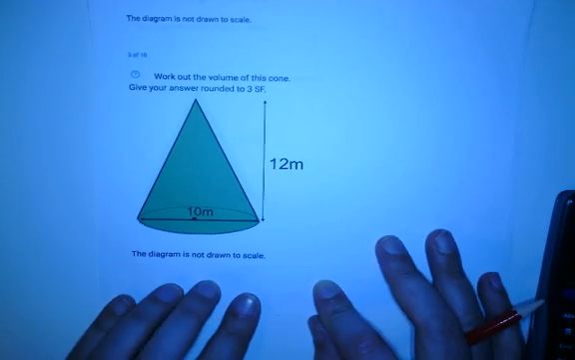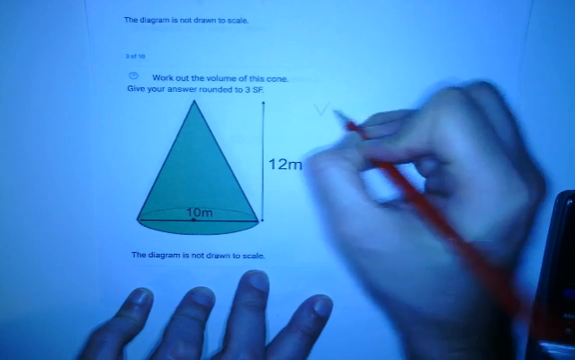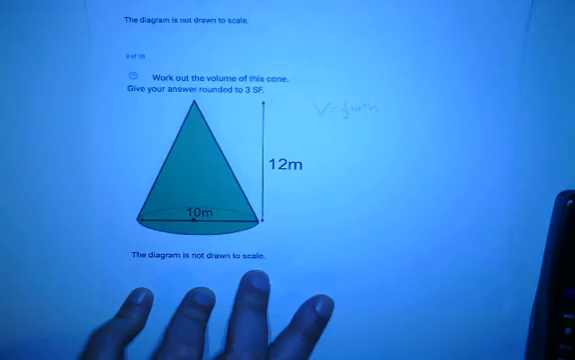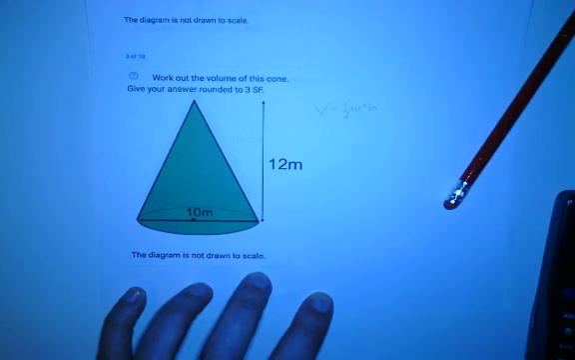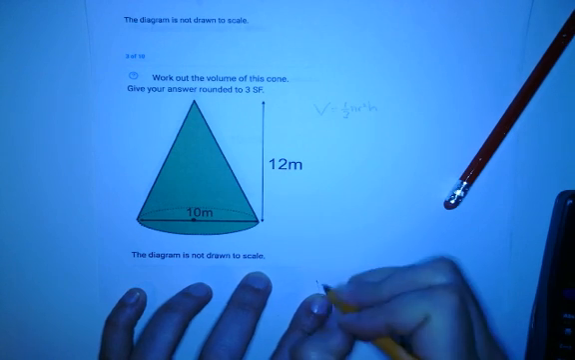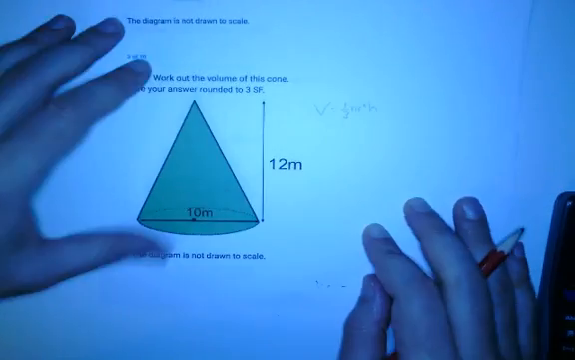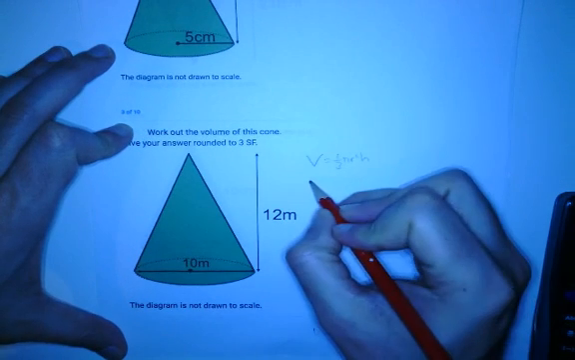Right, the next type is this one. You're going to be using exactly the same formula, so I'm going to write that out again. Volume equals a third pi r squared h. You can't really see that very well, can you? I'll carry on with that for the time being. A third times pi r squared h.